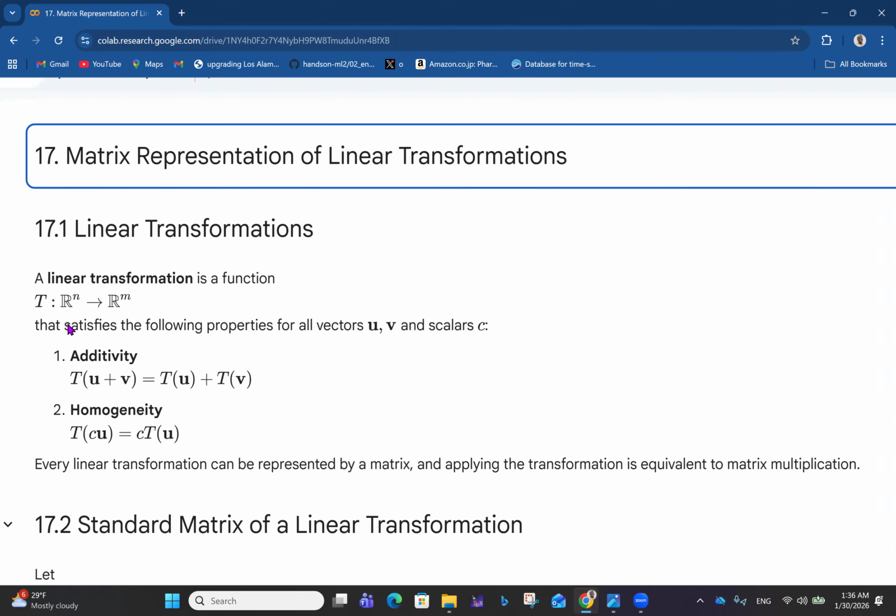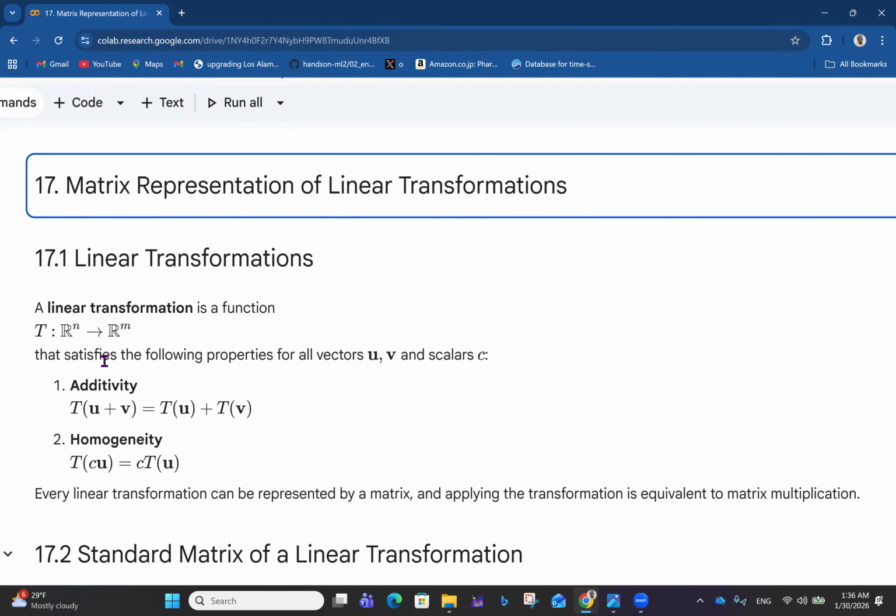Okay, so linear transformations. As you know, a linear transformation is a function T which maps an n-dimensional real number set to an m-dimensional real number set that satisfies the following properties for all vectors u and v and scalar c. So two things: there's additivity, such that the transformation of u plus v is the same thing as the transformation of u plus the transformation of v. Then there's homogeneity, meaning that the transformation of a scalar multiplied by a vector u is the same thing as the scalar multiplied by the transformation of the vector u.